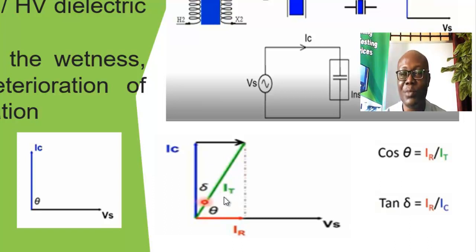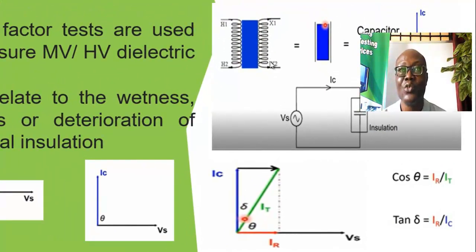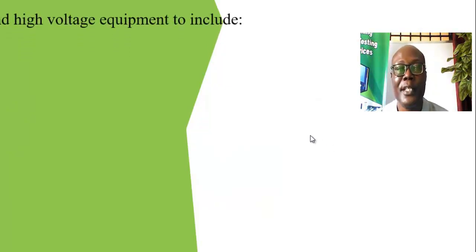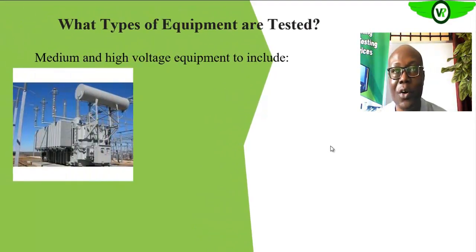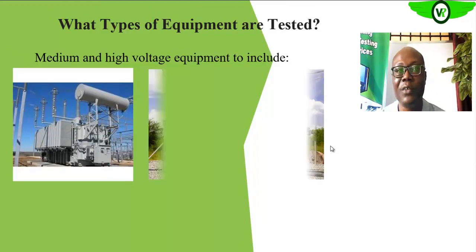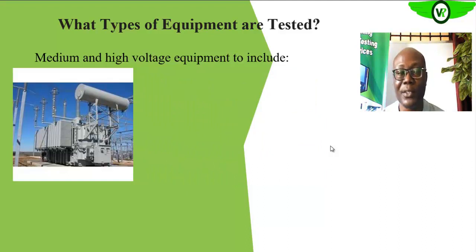So know that as you are doing this measurement, what you are actually doing is testing the response of the insulation between the high voltage side and the low voltage side to the injected signal or voltage, and in this case it is alternating current or voltage. So now, what type of equipment can we test with this power factor equipment or arrangement? Like we said earlier, we can test medium voltage and high voltage equipment, and this includes transformers.